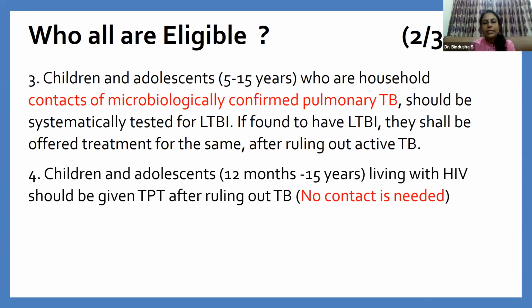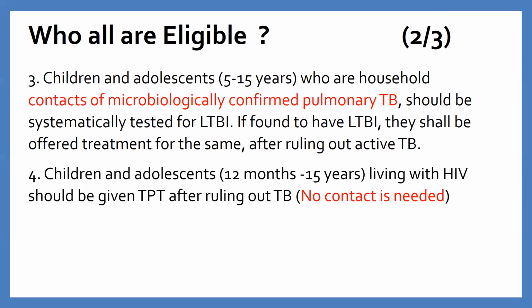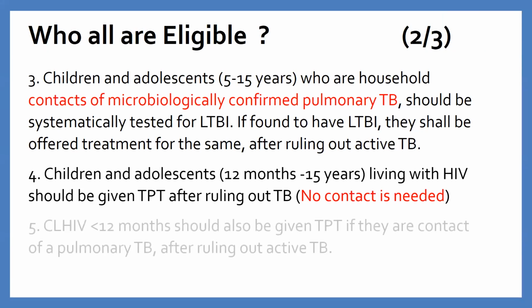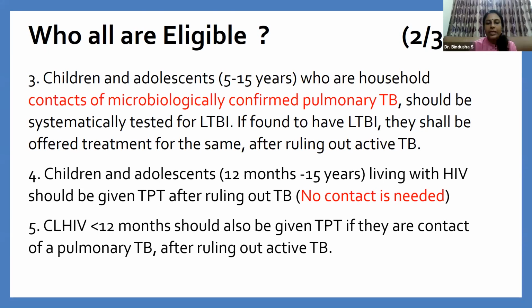Then all children and adolescents between 12 months to 15 years living with HIV should be given TB preventive therapy after ruling out tuberculosis, and there is no contact needed for this. Even without contact, any child above 1 year to 15 years, they need to be offered TB preventive therapy. Then children living with HIV, even less than 12 months, should also be offered TB preventive therapy if they are contact of pulmonary tuberculosis after ruling out active tuberculosis.